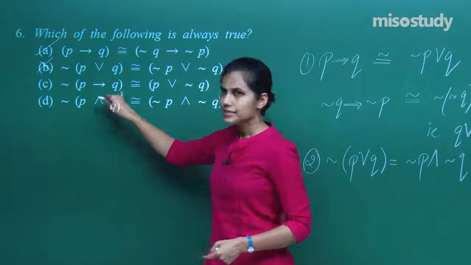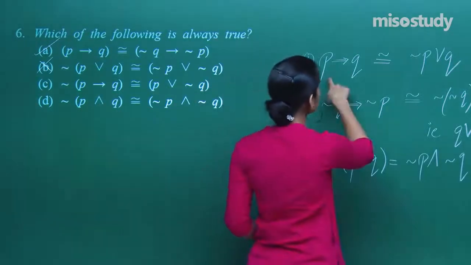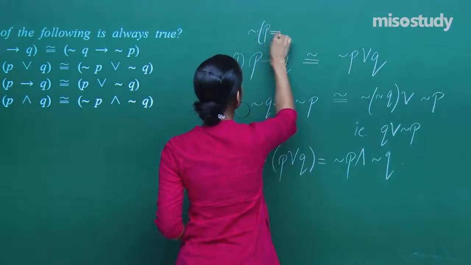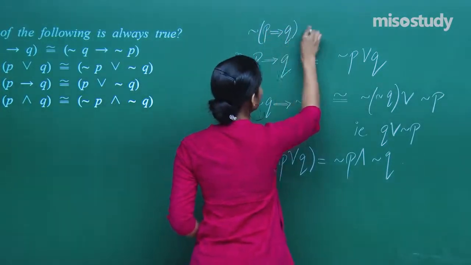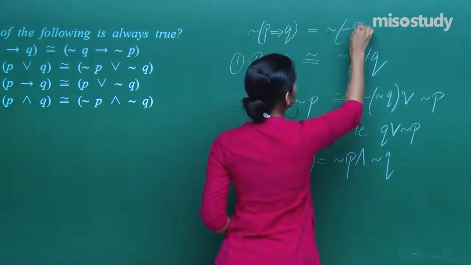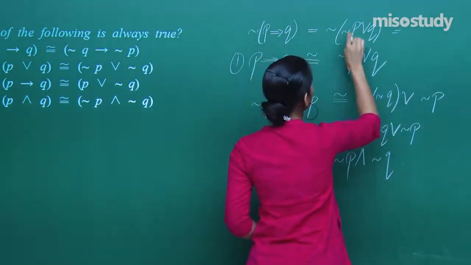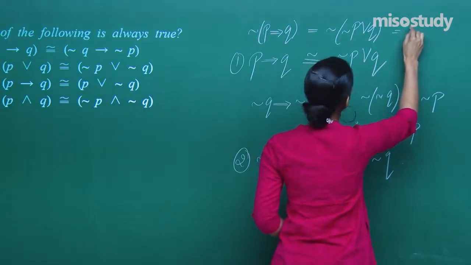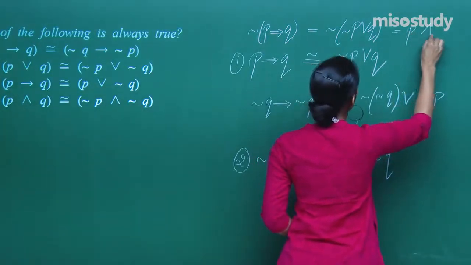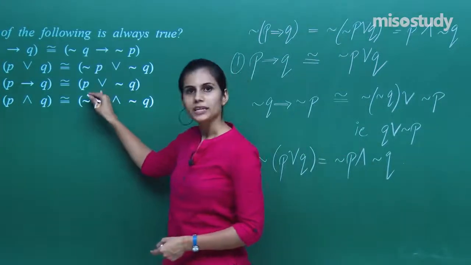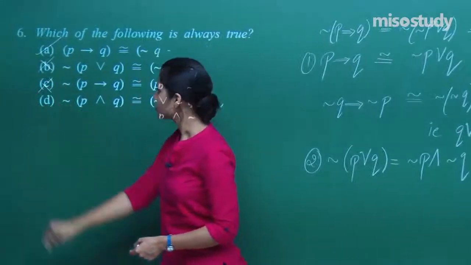Not of P implies Q. I just told you what P implies Q is. So not of P implies Q is actually not of not P or Q, which is not of not P and not Q, that is P and not Q. But here you have P or not Q. So again this is wrong.